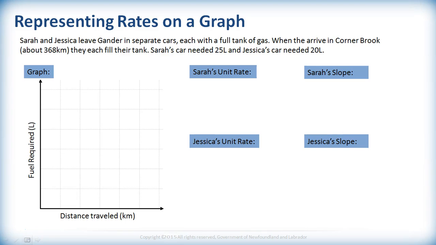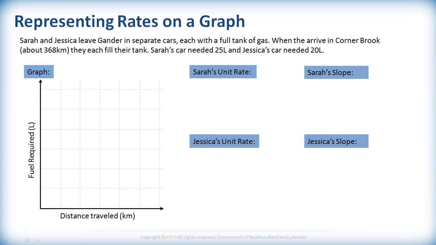So let's get started. For this first scenario, we've got Sarah and Jessica leaving Gander in separate cars, and each one has a full tank of gas. When they arrive in Corner Brook, which is 368 kilometers distance, they each fill their tank. Sarah's car needed 25 liters and Jessica's car needed 20 liters. Okay, so we get fuel required.